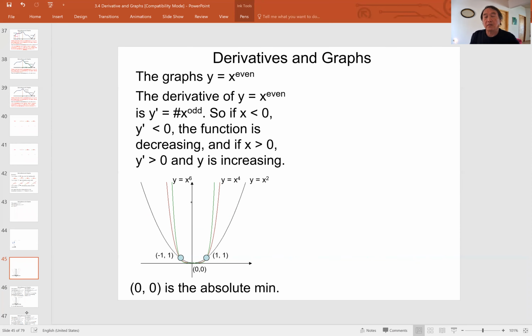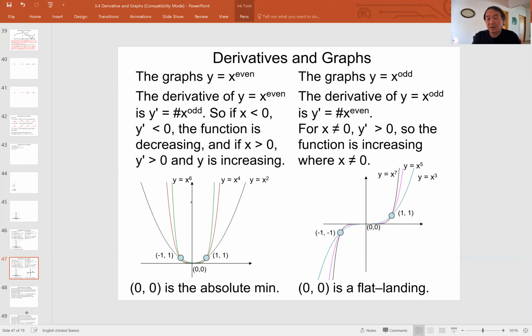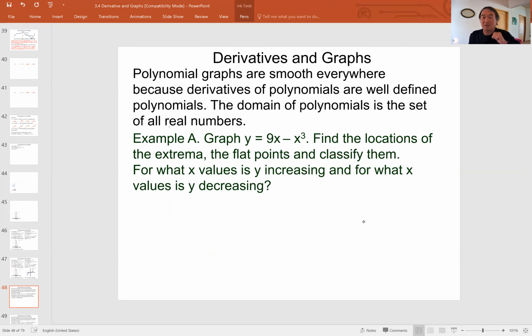Okay. And for the function y equal to x to an odd power, its derivative is an even power. So in this case, if I just take x cubed, x to the fifth, and x to the seventh, the derivative is always positive. Therefore, their graphs are always climbing. It's always increasing, except at 0, where it's stationary.